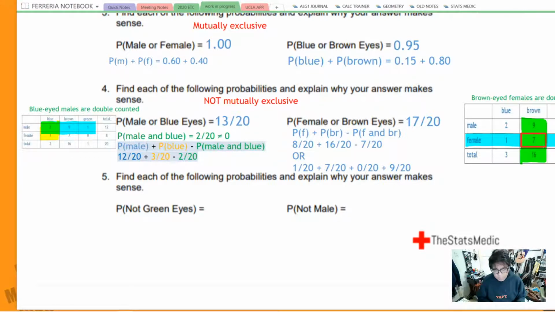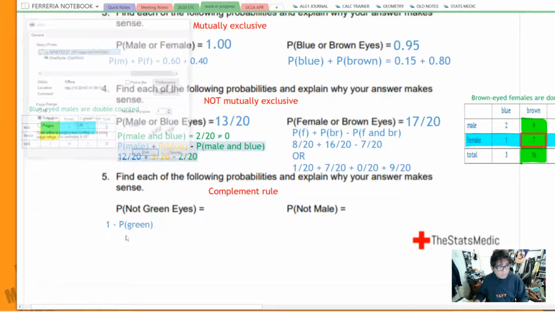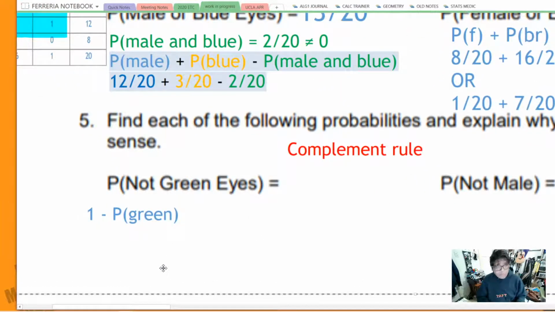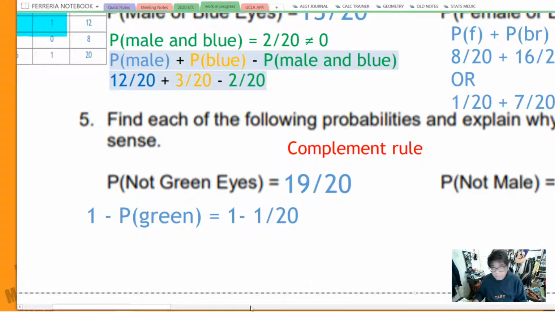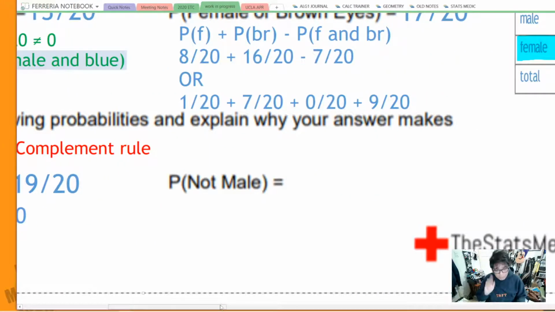So this is a little bit about what we were talking about with the previous example. This is the complement rule. So what we're going to do is count how many people were green-eyed, and then we're going to subtract that from 1. So for the probability of not green-eyed, we're going to do 1 minus the probability of green eyes, which is 1 out of 20. So 1 minus 1 out of 20 is just 19 out of 20. And it's that easy.